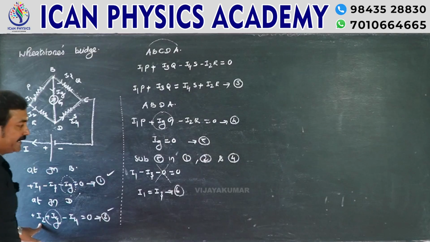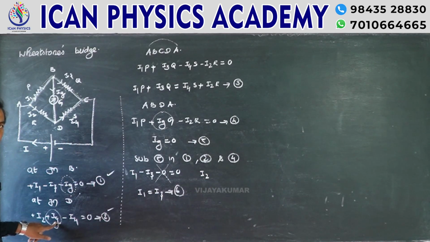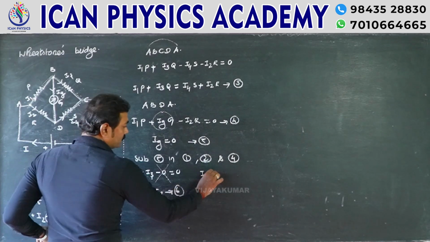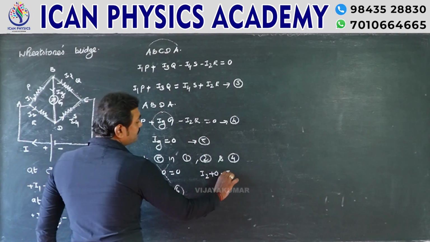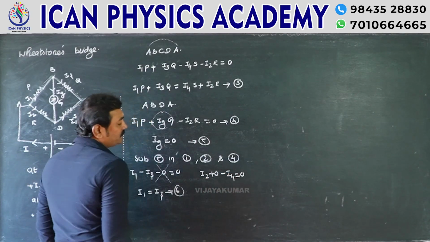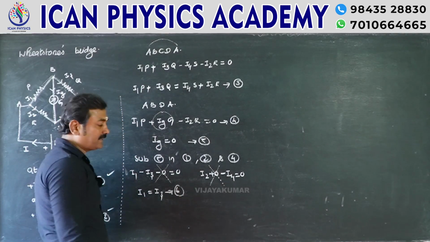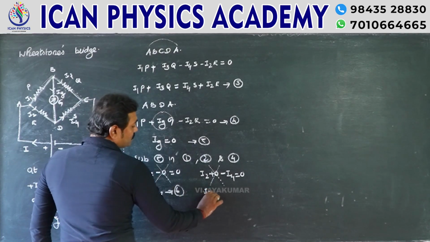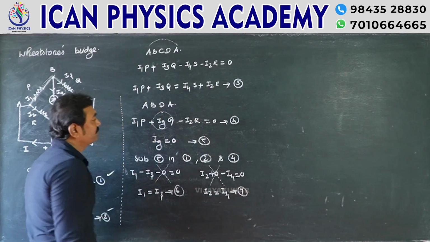Now we can substitute here. So I2 plus Ig. What is the value of Ig? 0. So plus 0, minus I4 equal to 0. Once again 0 has no meaning. The minus I4 goes to the right side as plus I4, so I2 equal to I4. Now equation number 7.